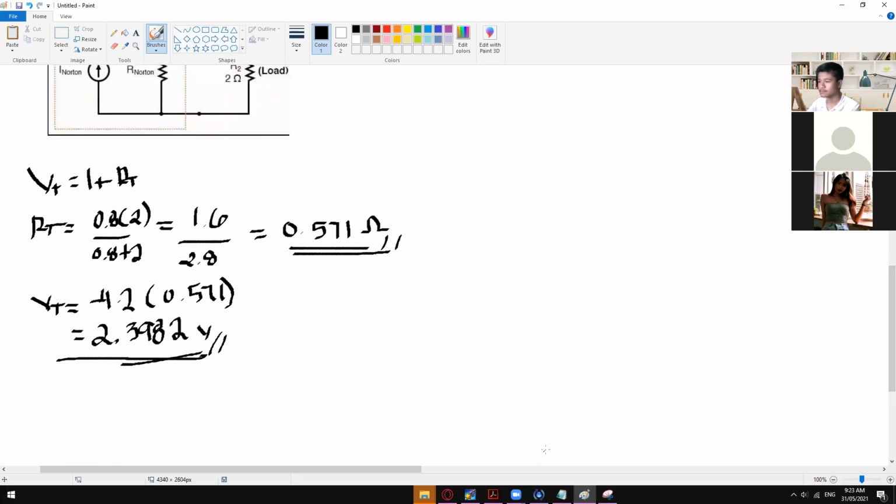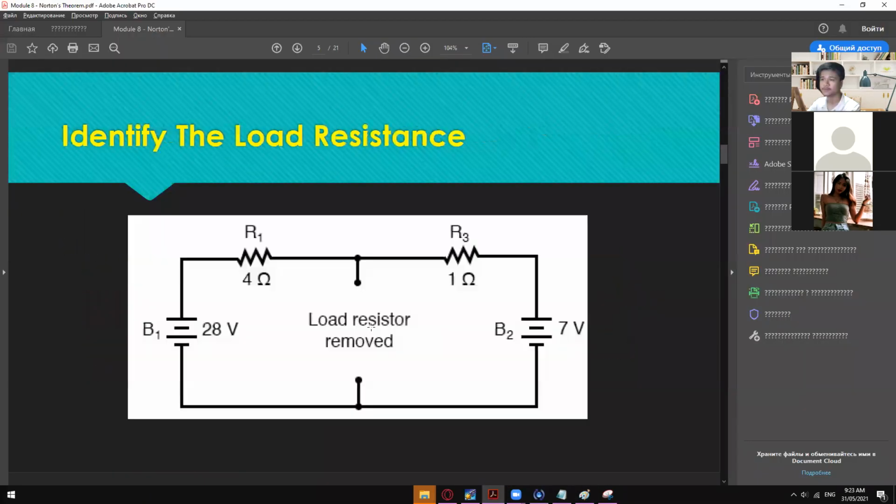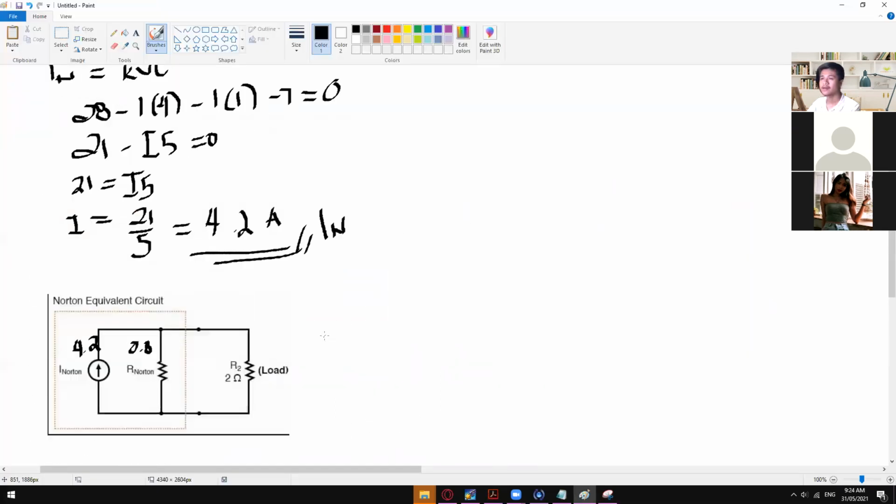But anyway, let's see what are the unknowns for this one. So in here we have 14 amps. Why do we have 14? I see.